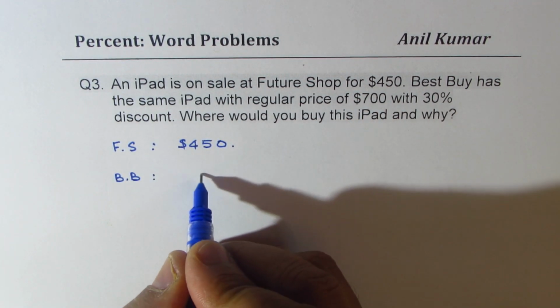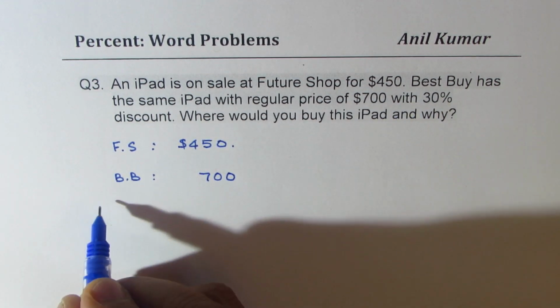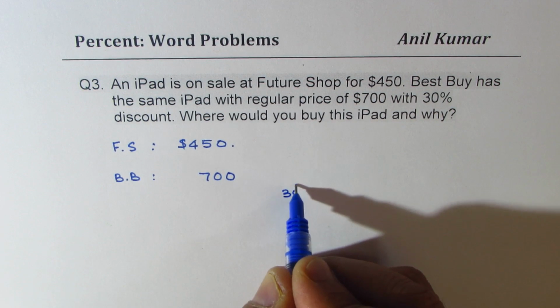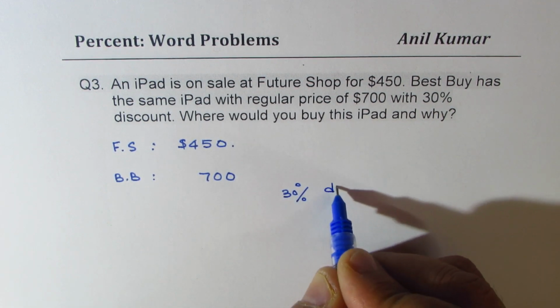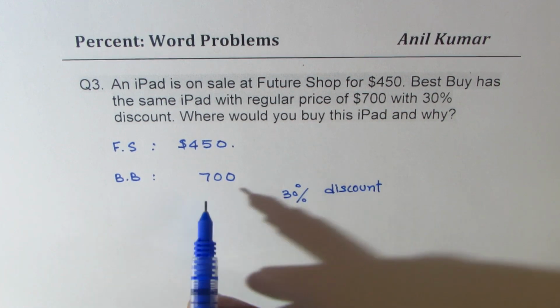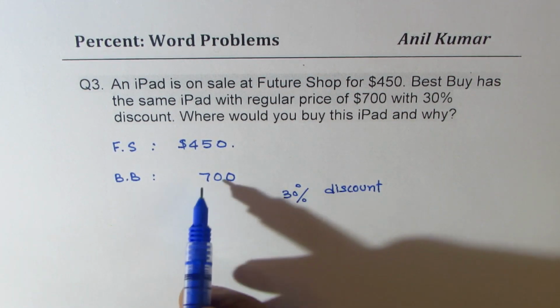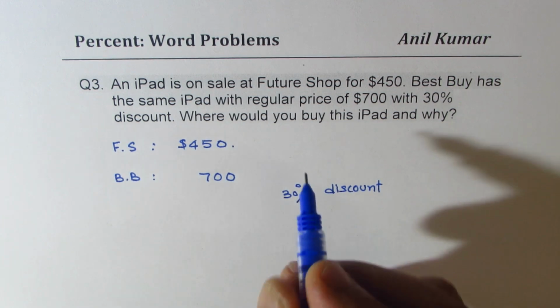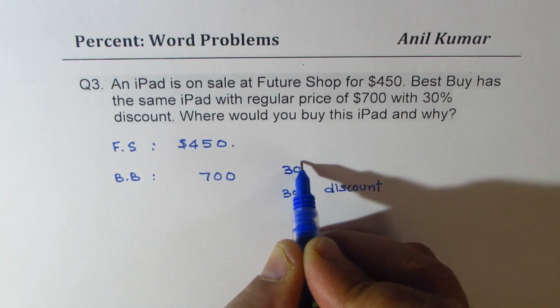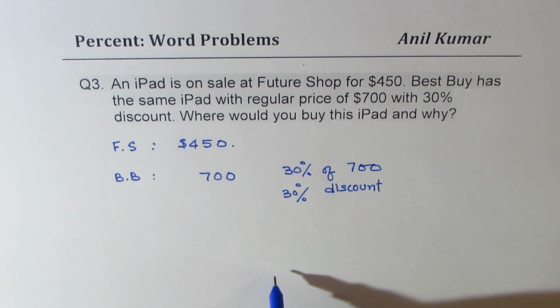So the cost is $700, correct? So let's write 700 with 30% off. So now we have to do 30% discount, right? Now always the discount will be on the price. So that means we have to find what is 30% of 700. That is to say 30% of 700. That's what we need to find.